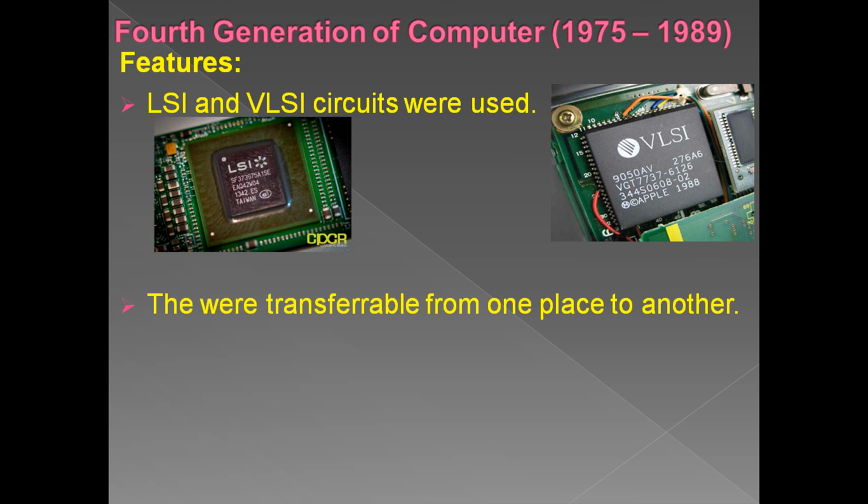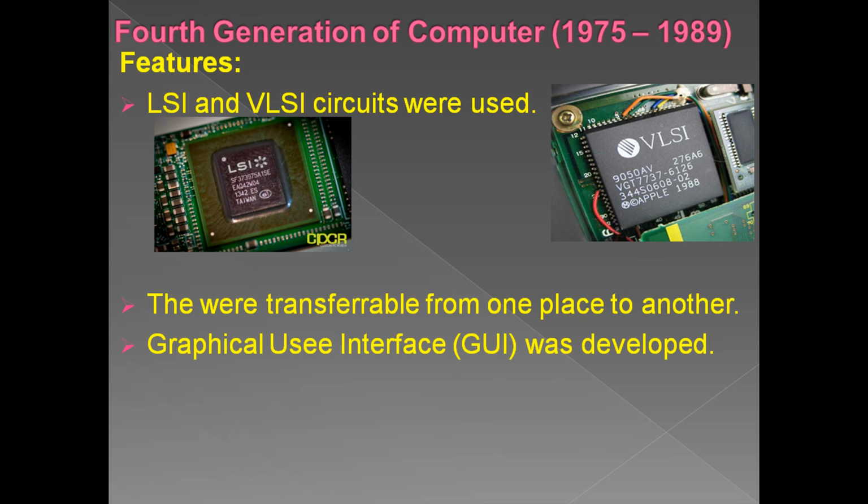Graphical user interface was developed. Graphical user interface means using images, using videos, using audio. So it started from the fourth generation of computers. Till the first, second and third generations, instead of graphical they used CUI, that means command user interface. Only by writing the command, the computer could operate.